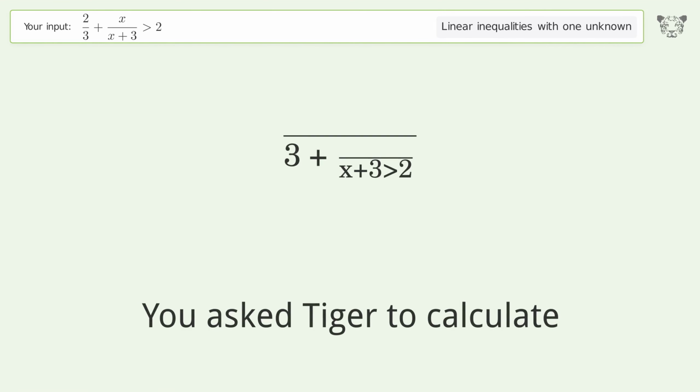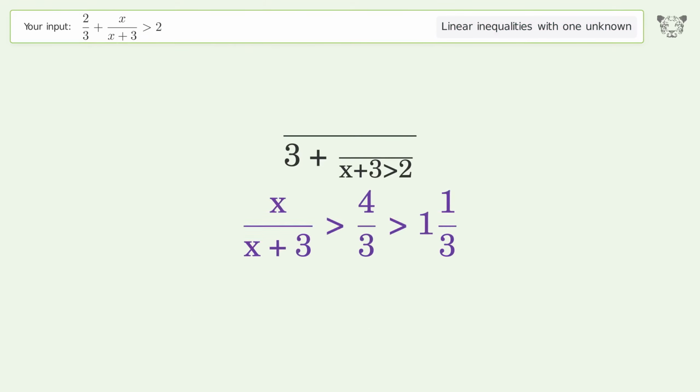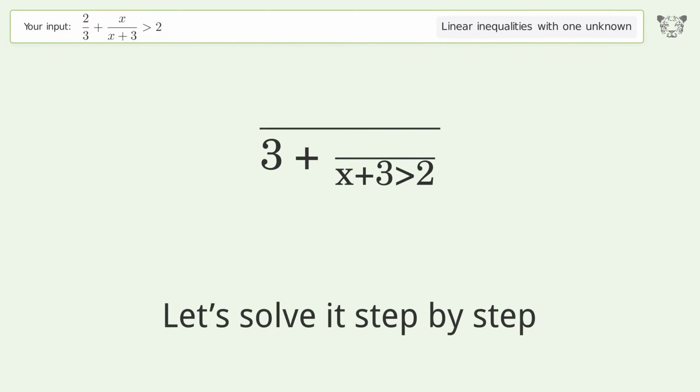You ask Tiger to calculate. This deals with linear inequalities with one unknown. The final result is x over x plus 3, greater than 4 over 3 greater than 11 over 3. Let's solve it step by step.